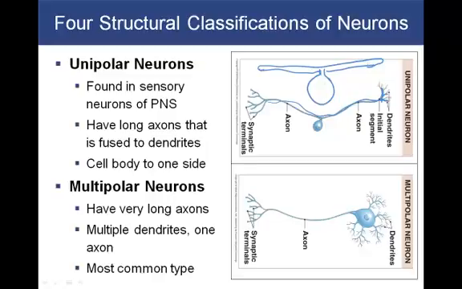And then lastly, we have the multipolar neuron. This is by far the most common neuronal type. This is the one that we have already seen in lab and earlier in lecture. Multipolar neurons have very long axons and multiple smaller dendrites.